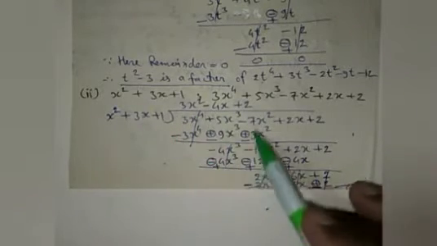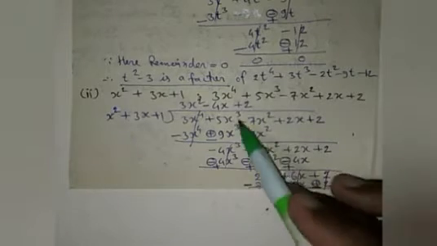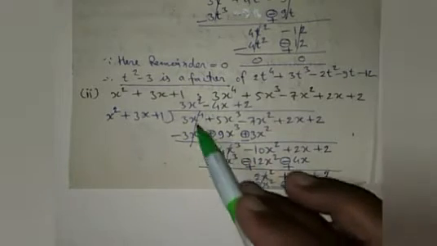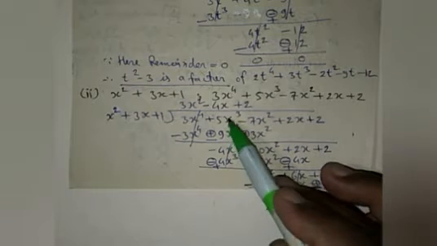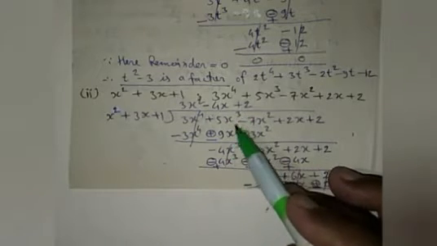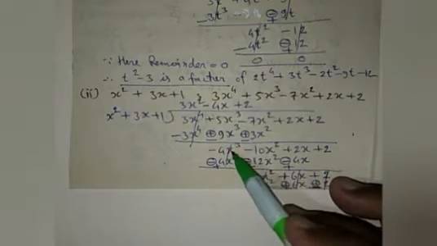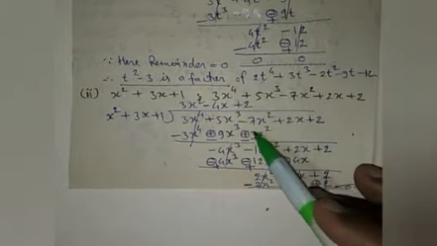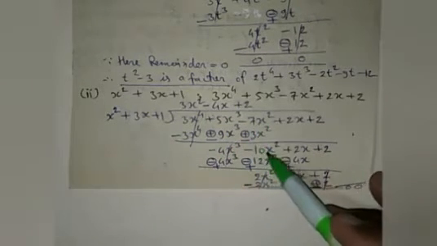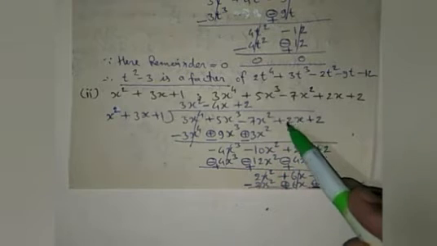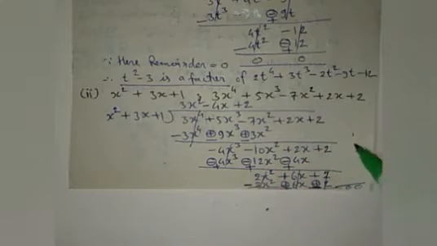So here you have to write down all the terms below the like terms. After subtraction, the first term is cancelled out, and in the second term, 5x cube minus 9x cube will give minus 4x cube. Here minus 7 minus 3 will give minus 10x square, and plus 2x plus 2 is as it is.